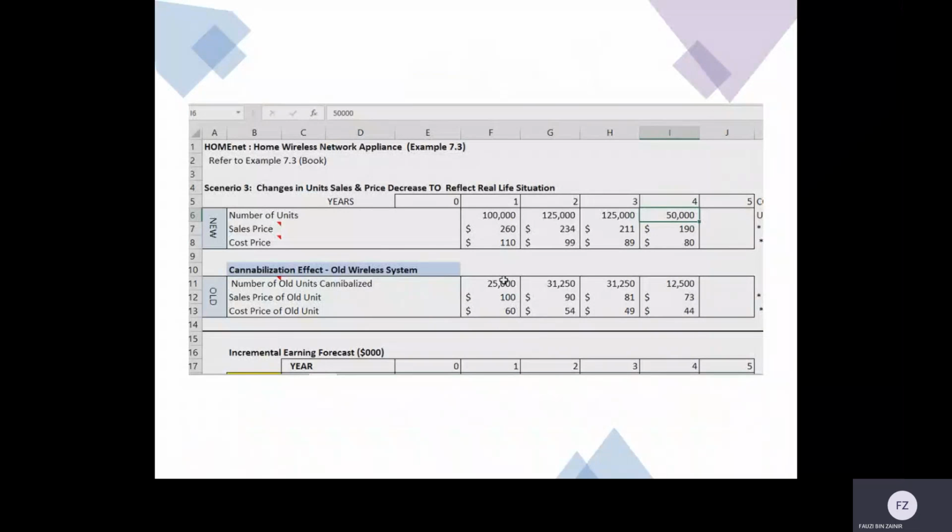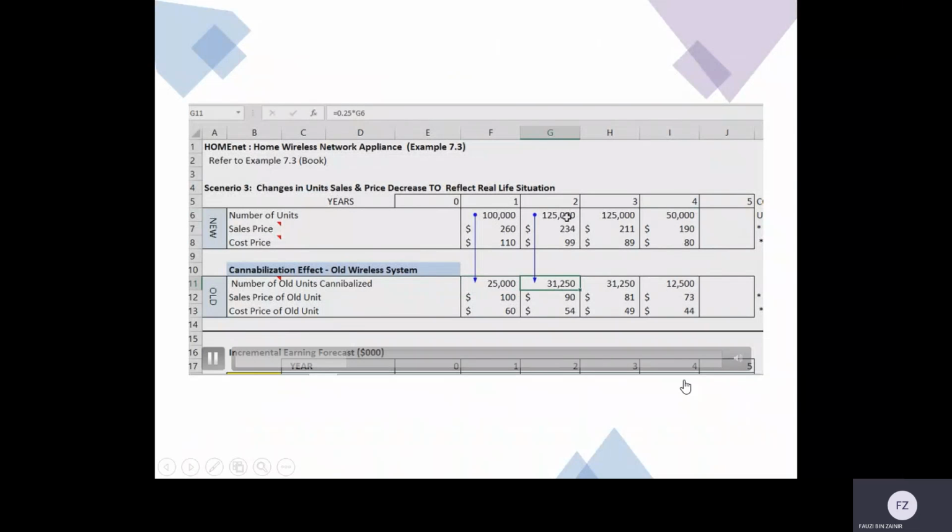We assume that the trend follows the effect of the old wireless system. So here the cannibalization effect in terms of units also changes. The 25,000 is basically from 100,000, and the 31,250 is 25% of the 125,000 for the new figure. So it is the same for year 3 and year 4. The rest here has also changed.